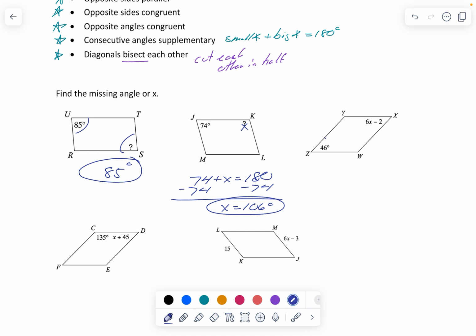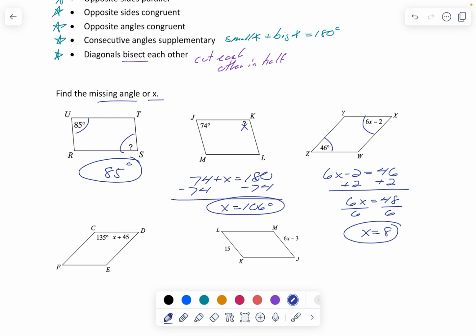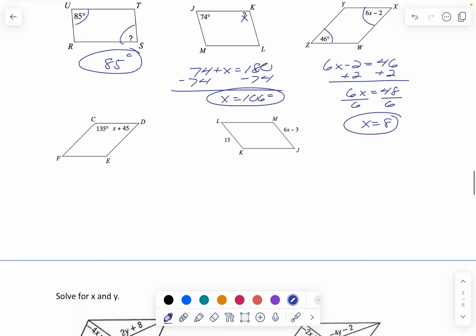Now this next problem, these are congruent. They're both small angles. They are congruent. So my equation is going to look like this. The 6x minus 2 is going to be equal to 46. We're going to solve it. And we get our answer, x equals 8. So we're solving for the angle or x if x is the case.